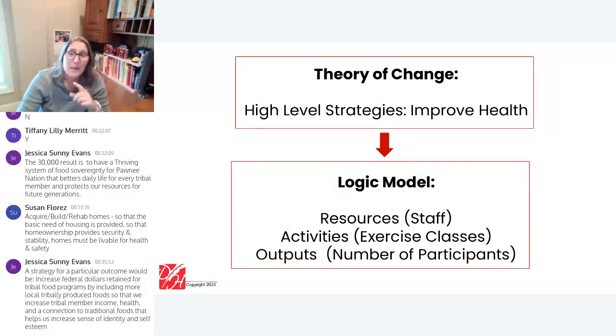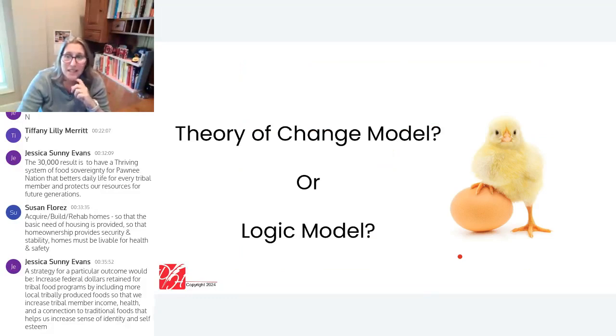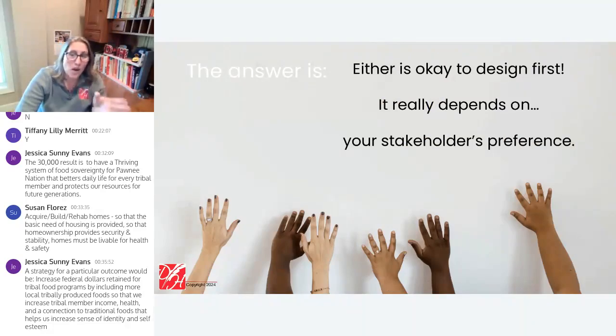But the debate that happens in my sector, among folks who love logic models, is a bit of a chicken or egg conundrum. Which one comes first? The reality is either one could happen first, and you could end up with an amazing program that's going to get funded. So how do we decide? It really is about the folks in the room. Who are the decision makers?